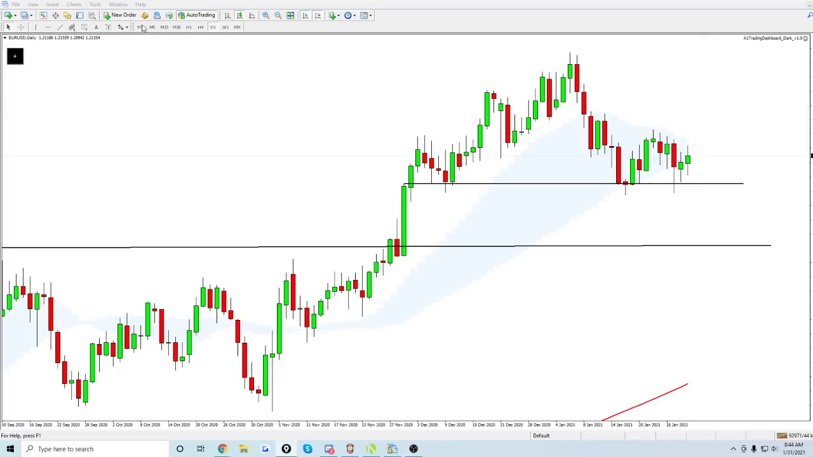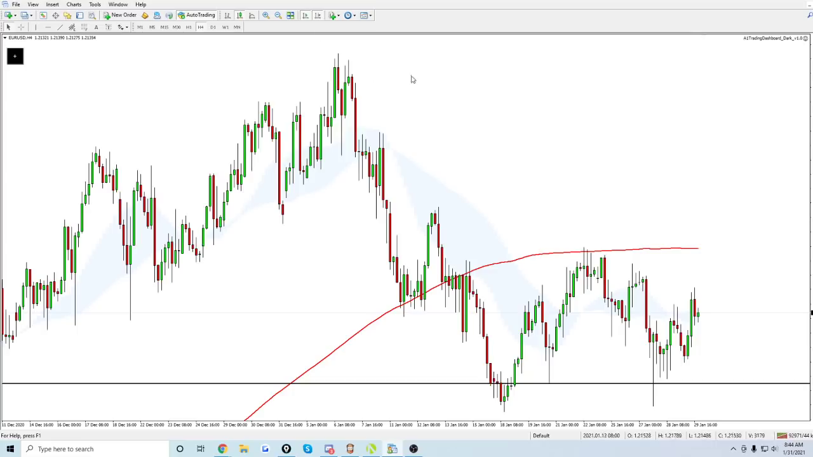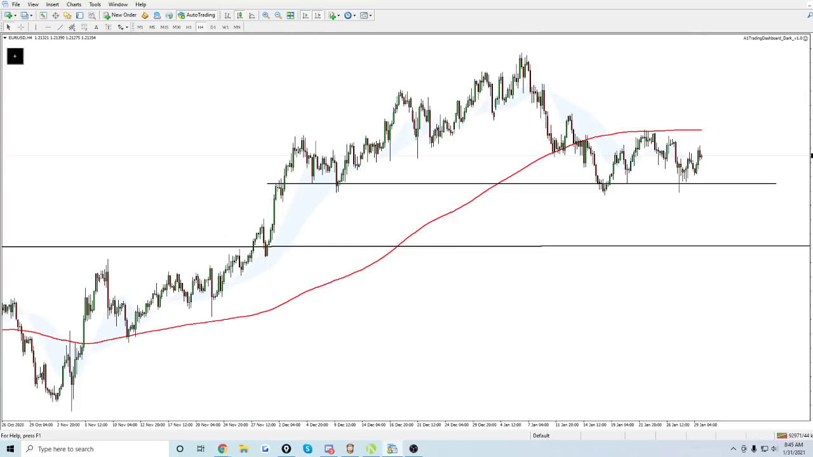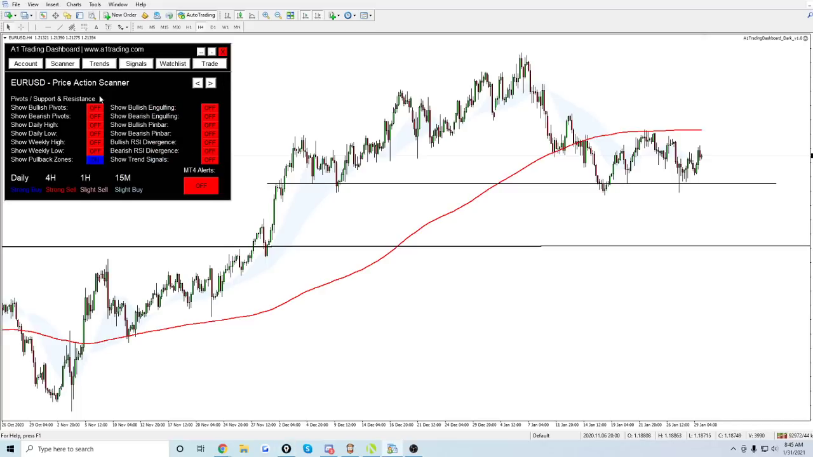So that's the daily view. Let's go down to the 4 hour really quick, and we'll see if we can see that a little better. And there you go. You can see probably even more clearly that there's multiple points here where the price has held. Let's see, is there anything on the scanner that shows us? If we go over to the scanner tab and we go to bullish pivots, you can see we've got a couple bullish pivots in this area.